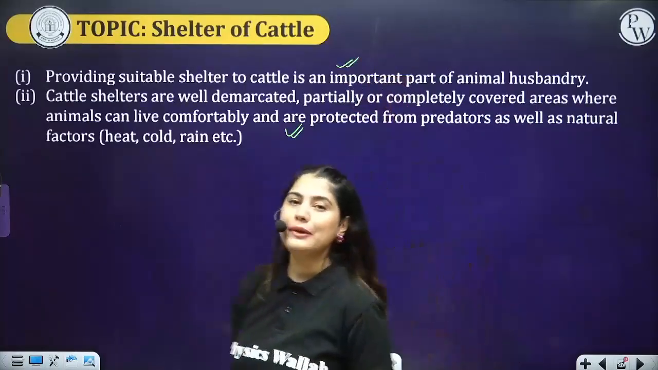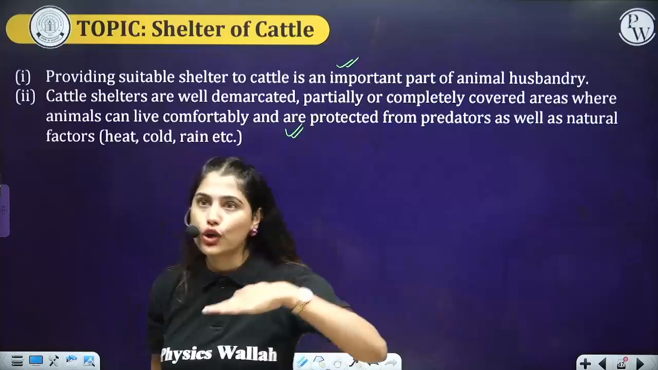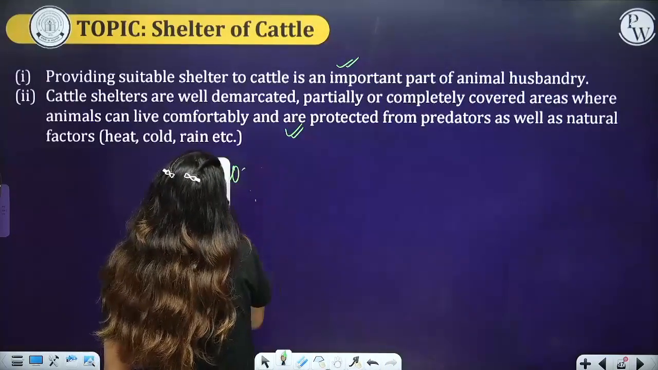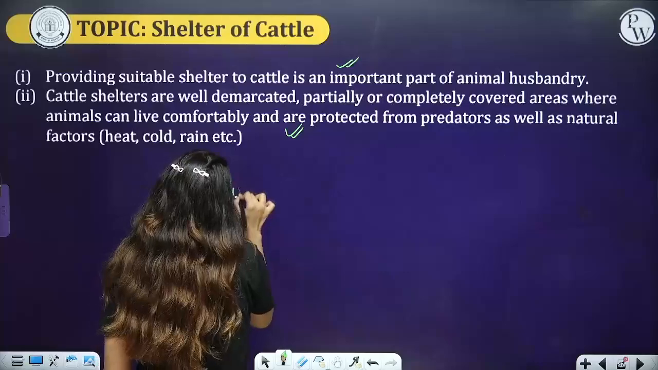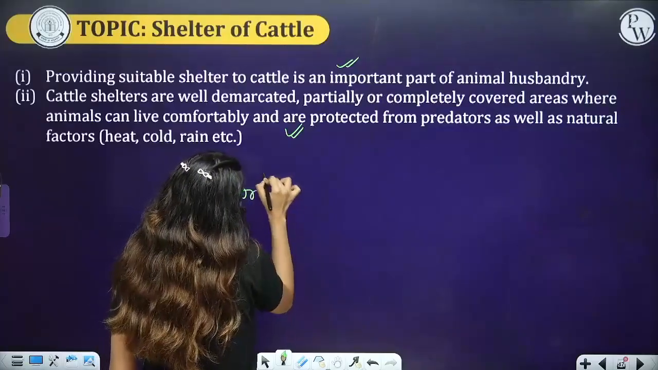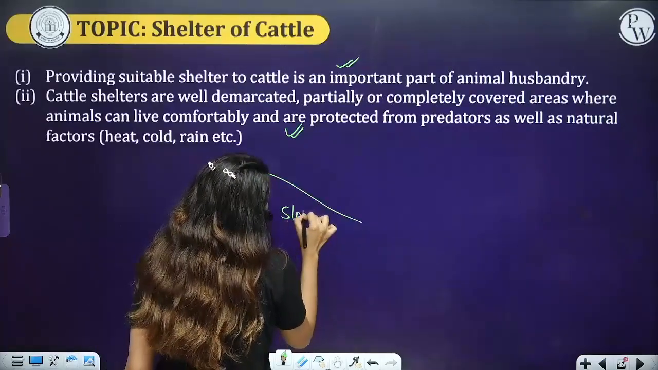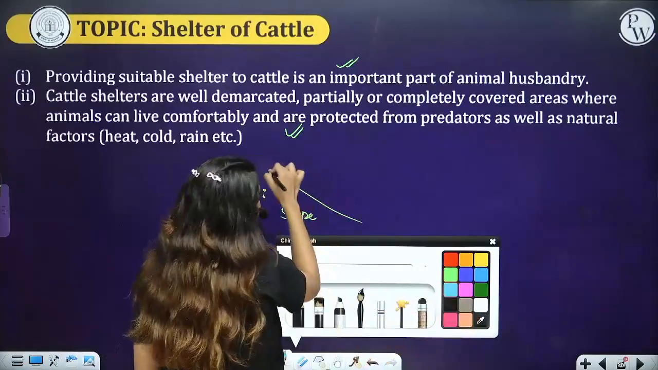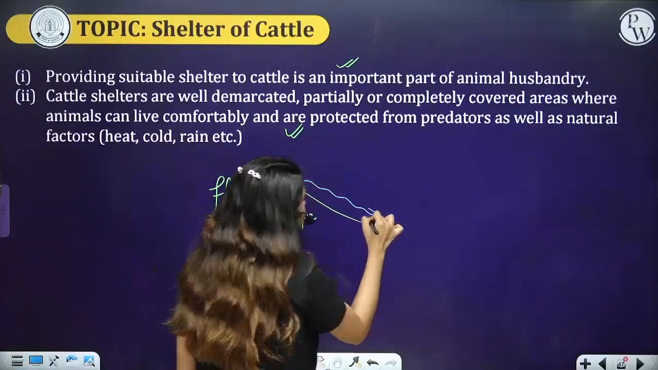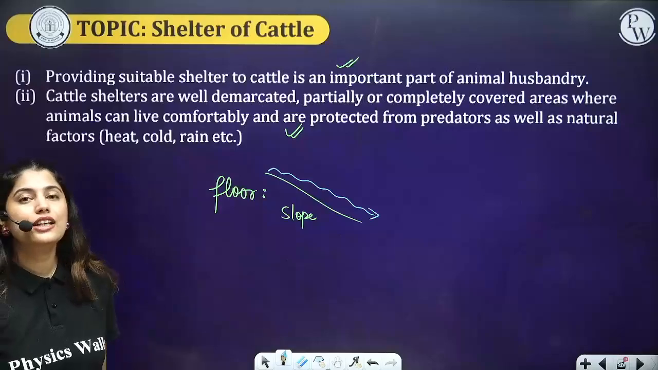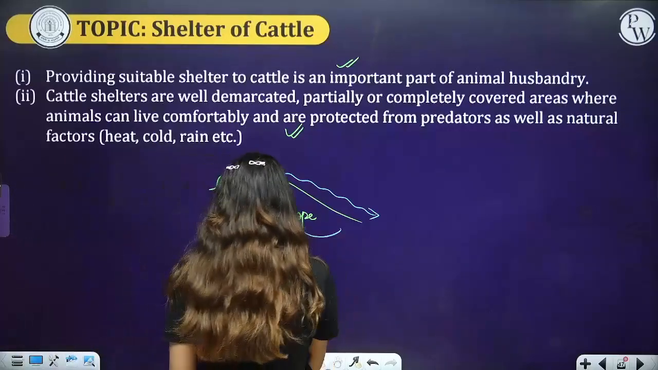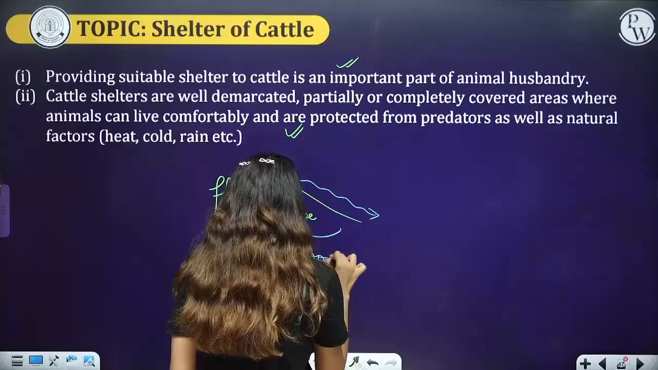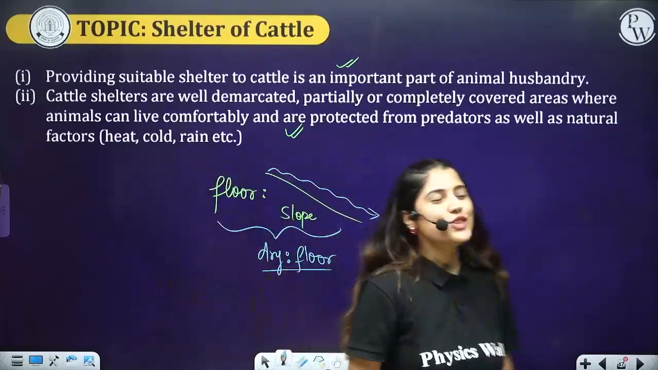Also, what we are making sure of is that the floor is made in a slope manner. What happens if it is sloped? All the water is going to fall off. Even if there is water, it is going to fall off, and basically the floor will remain dry, right? So that was about it.